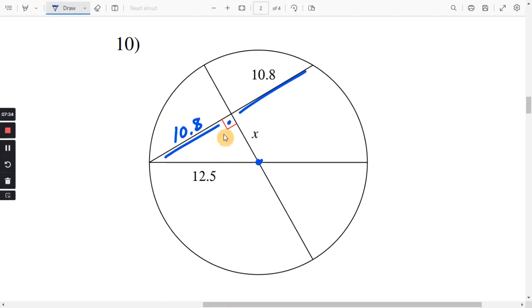Okay, across from your right angle is going to be c. The other two sides, it doesn't matter which is a or b. So you can let x equal a, you can let 10.8 equal b. Use Pythagorean theorem right here.